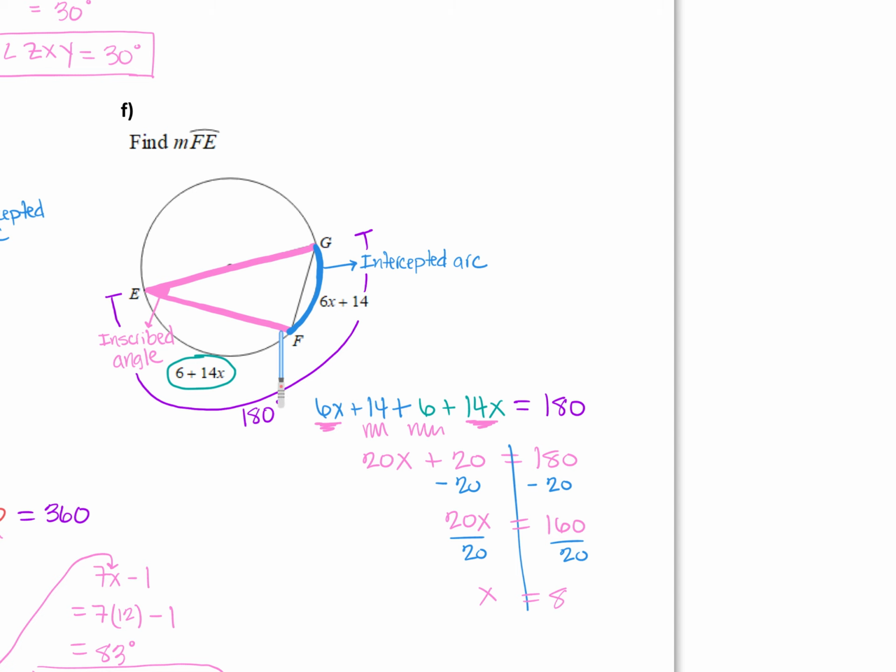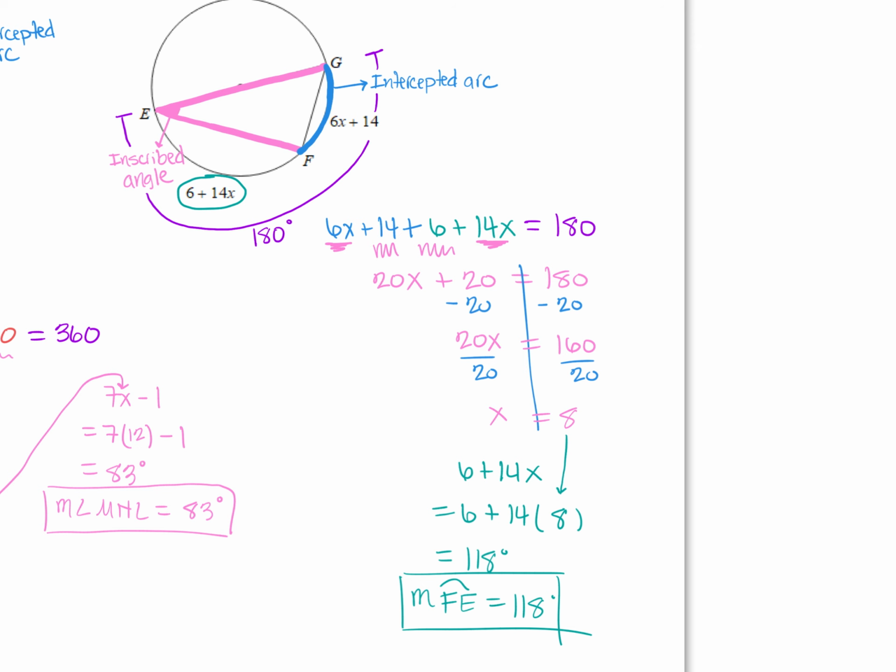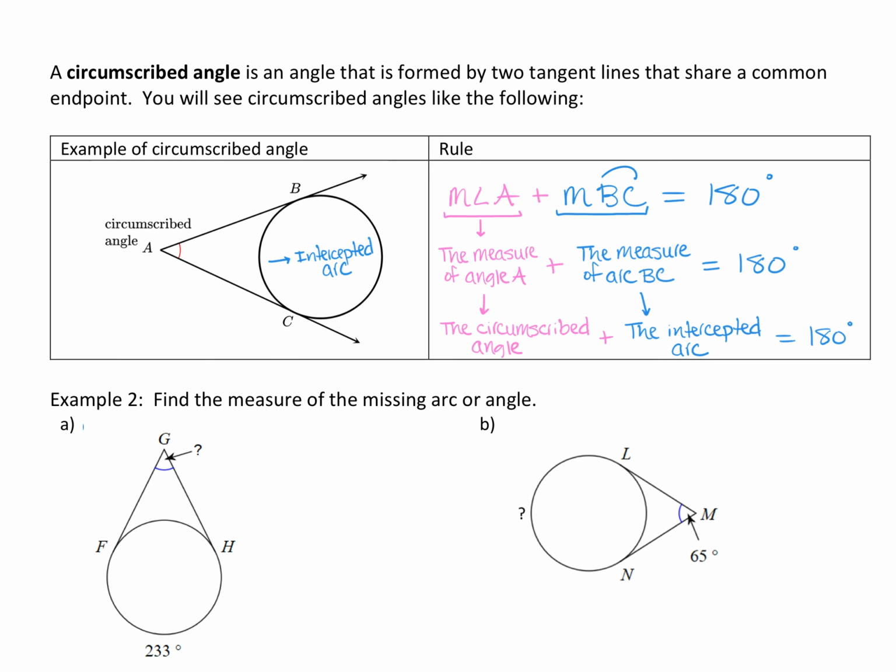So arc FE is this arc right here, the 6 plus 14x. So 6 plus 14x is equal to 6 plus 14, plug the 8 in to our x, and that is equal to 118. So the measure of our arc FE is equal to 118 degrees.